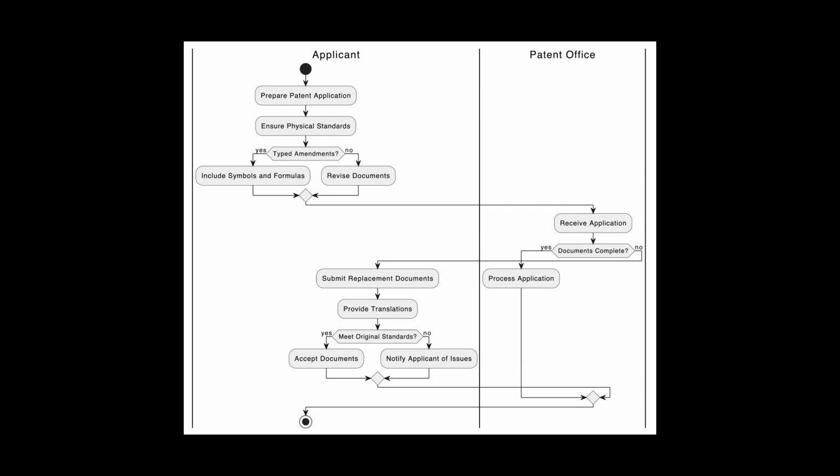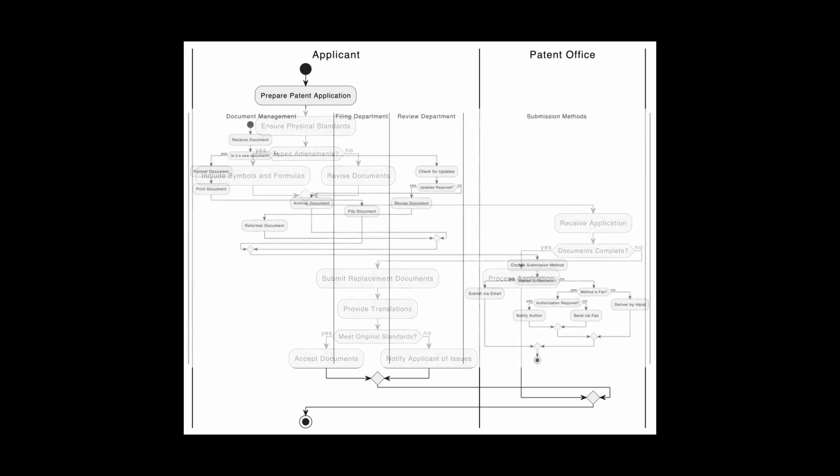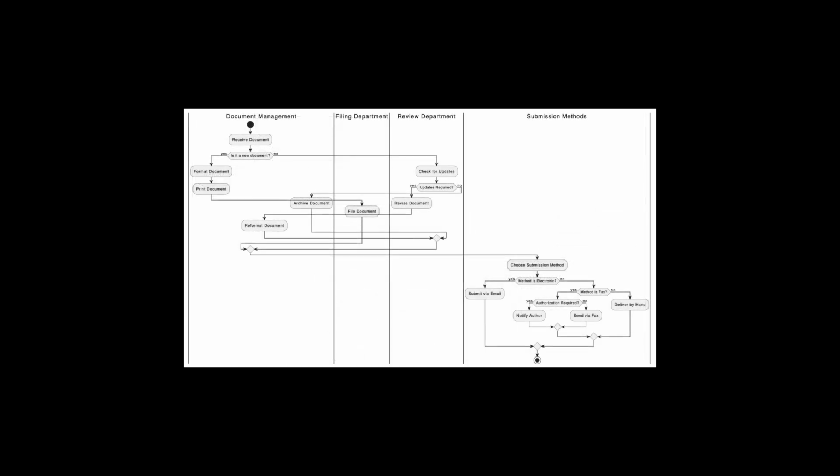2.1 Documents in a European patent application. The documents making up a European patent application, e.g., request, description, claims, drawings, abstract, must meet specific physical requirements. Amendments must be typed, and handwritten changes are not accepted unless they involve symbols, formulas, or similar elements.